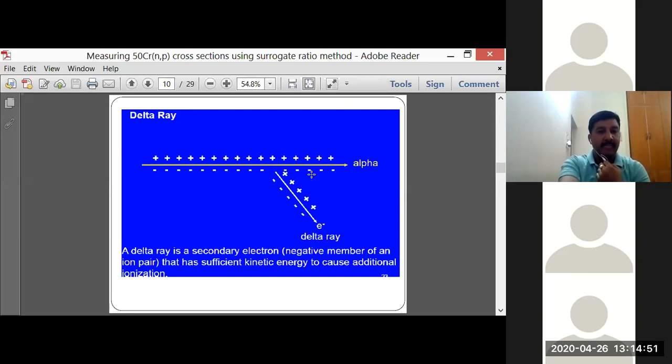See it clearly. Your alpha is coming inside the material. It ionizes your material. You see positive, negative, and these electrons are so energetic that they are again capable of doing ionization. So you see another ladder. This electron is going to do ionization. So two processes of ionization are going on due to just a single interaction of a charged particle. But this is a special case, only possible when your electrons have sufficient energy to ionize that medium. In that case, those are known as delta rays.